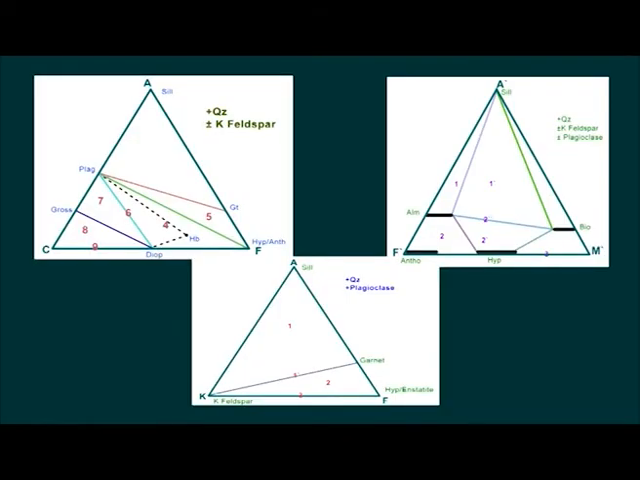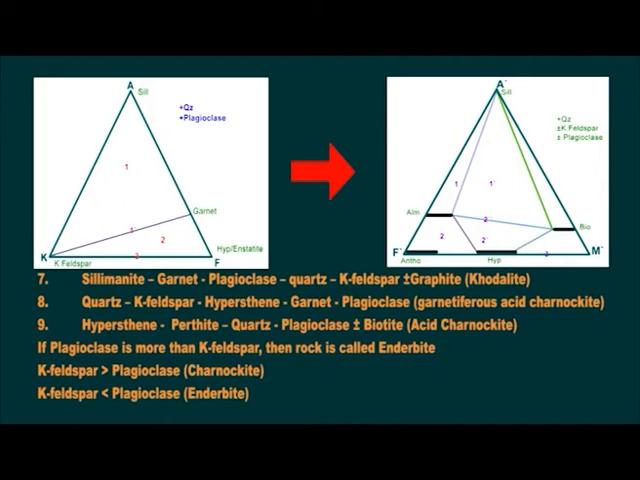Different mineral assemblages are observed in the hornblende granulite facies on the basis of ACF, AKF and A-F-M diagrams. Pelitic and quartzo-feldspathic assemblages. Sillimanite, garnet, plagioclase, quartz, potash feldspar plus or minus graphite, also known as khondalite. Number 8, quartz, potash feldspar, hypersthene, garnet, plagioclase, garnetiferous acid charnockite. Number 9, hypersthene, perthite, quartz, plagioclase plus or minus biotite, acid charnockite.